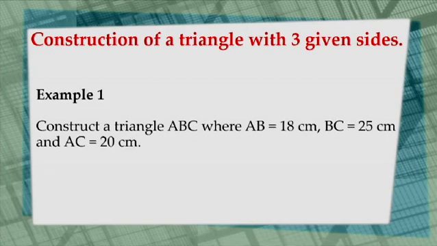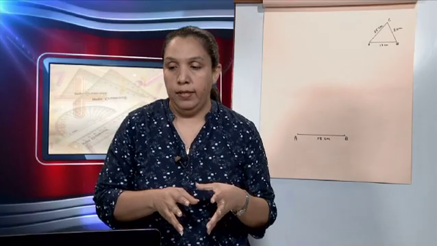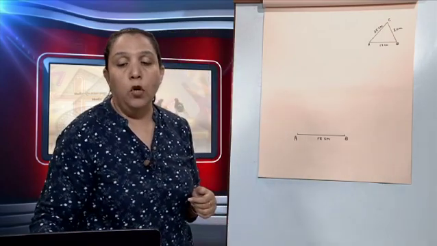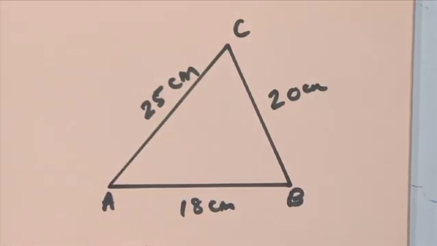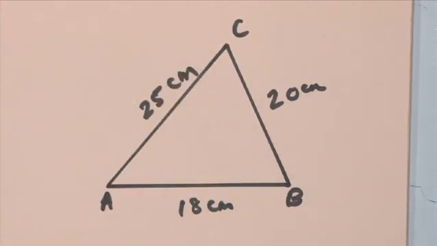Suppose that you want to construct a triangle ABC where AB is 18 centimeters, BC 25 centimeters, and AC 20 centimeters. The first thing that we can see is that the three sides are not equal. Okay, so it's not equilateral. Two sides are not equal, so it is not isosceles triangle. Okay, so we've got a triangle with three different sides. How do we do that? Well, first of all, we always start with a sketch. Here is the sketch. So AB 18, AC 25, and BC 20.